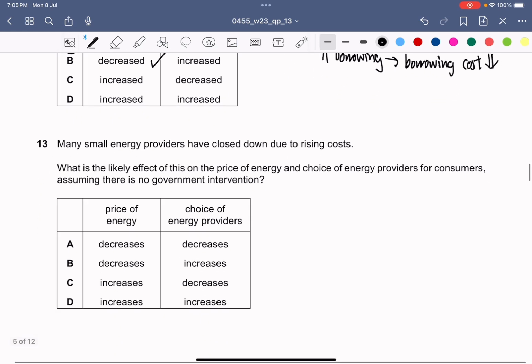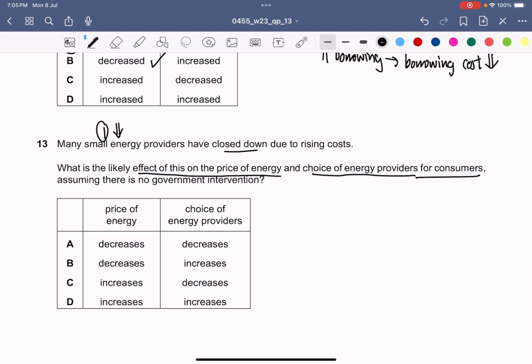Move on to 13. Many small energy providers have closed down due to the rising costs. What is the likely effect of this on the price of energy and the choice of energy providers for consumers, assuming there's no government intervention? So first one, this piece of information tells us that when the suppliers closed down, supply reduces. So choice reduces. First one we can deduce first, and then the second one we need to draw a diagram to better visualize it. This is quantity supply and this is the price.